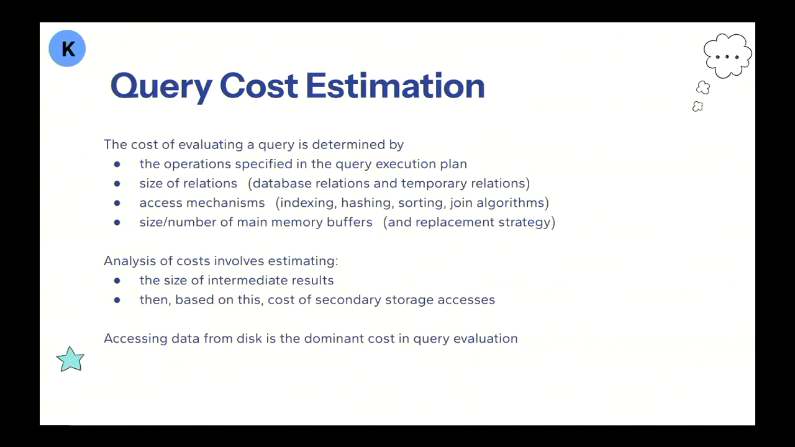And the query execution plan is basically a sequence of relational algebra operations. And it's also determined by the size of relations. And it's also determined by the access mechanisms. If we have indexed certain attributes or certain tables, normally it will be much faster. And of course, join algorithms will also affect the result. If we don't use the proper join, we may end up losing some efficiency. And the last factor affecting the cost here is the size or number of main memory buffers. And that's the limitation of the hardware.